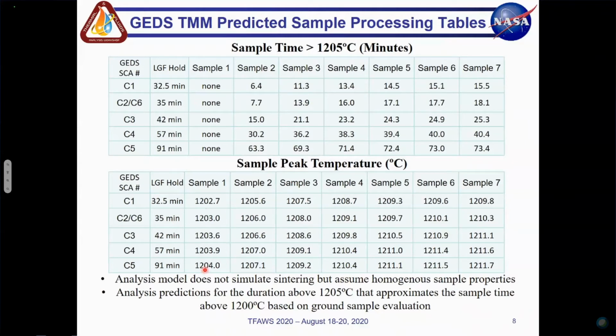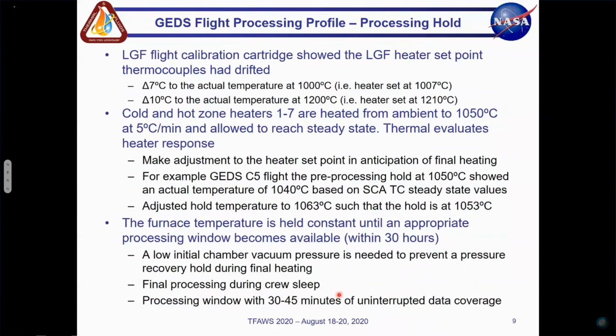If we go down to the next one, it shows the maximum temperatures that we expected during all of these. And so you can see sample 1 was really, really close to 1,205 degrees Celsius. And when we did all this, the model did not simulate sintering. It was just assumed a homogeneous mixture for each one of the samples.